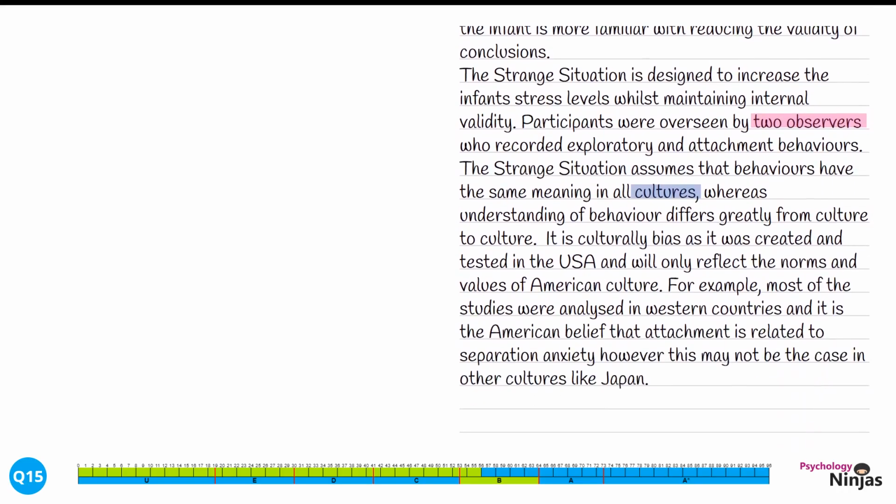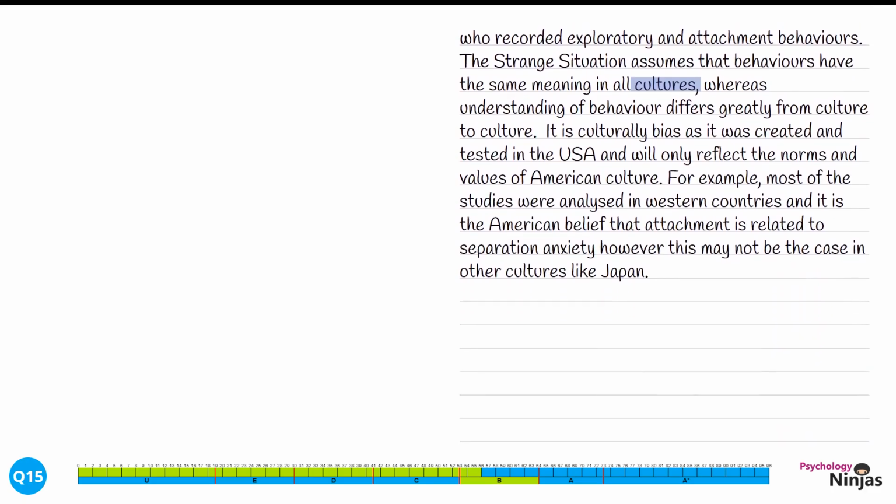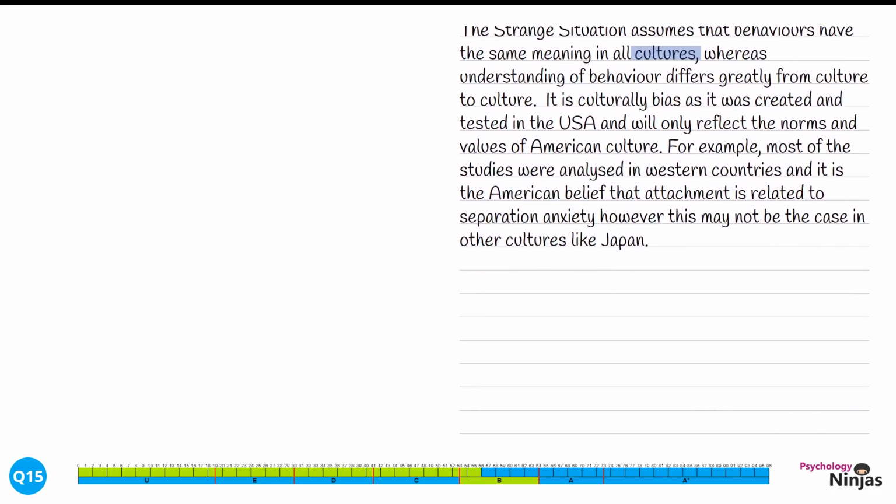It's culturally biased as it was created and tested in the USA and will only reflect the norms and values of American culture. For example, most of the studies were analysed in Western countries and it is the American belief that attachment is related to separation anxiety. However, this may not be the case in other cultures like Japan.